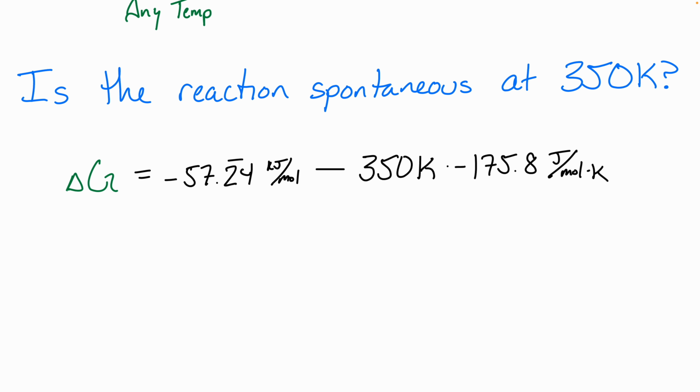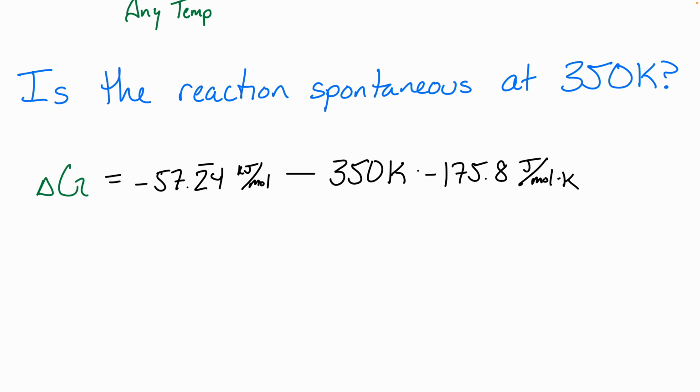Yeah, same problem that we saw before. We've got to watch out. We can't combine kilojoules with joules. Doesn't work, right? And since we like to report delta G in kilojoules per mole, we're again going to convert using that 1,000 joules in 1 kilojoule.